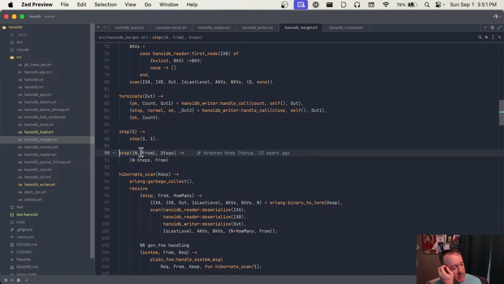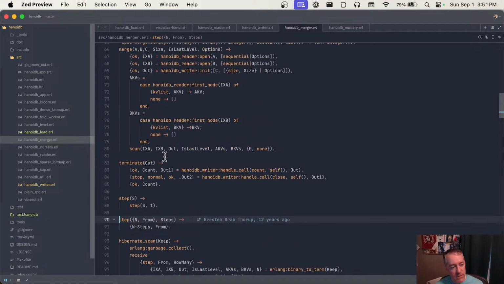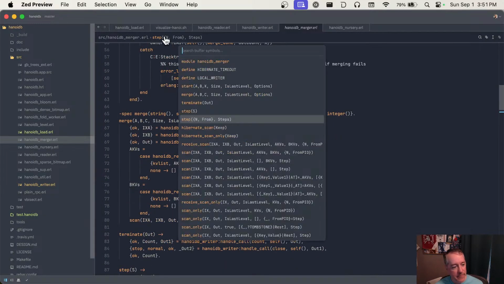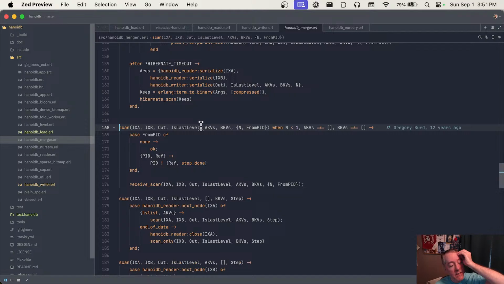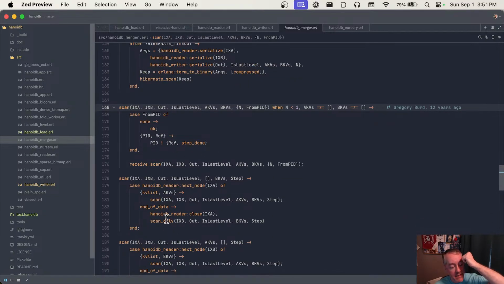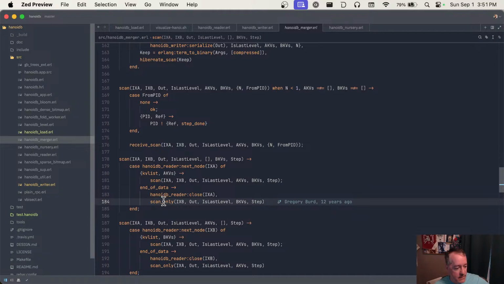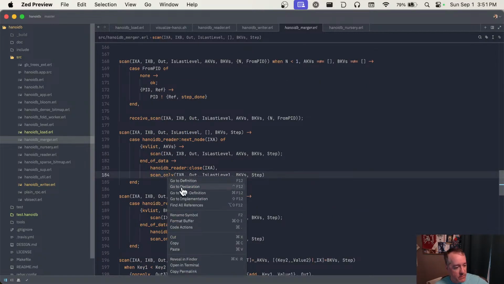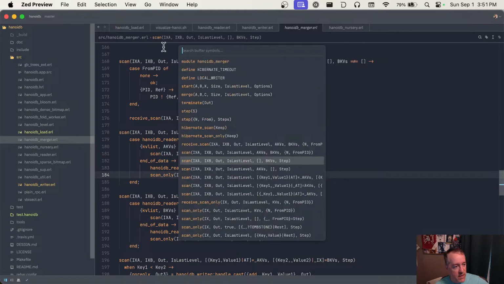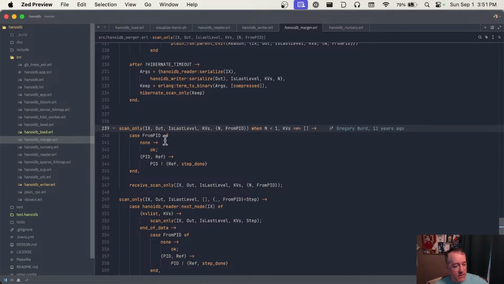Okay, so this is just counting down the number of steps. So that's the termination condition of this scan loop. Remember, this is Erlang tail recursive, so we're calling the same function at the end. Then there's also this companion function scan only, which is probably going to just scan the one file, right? Okay, and it's doing a similar thing there.